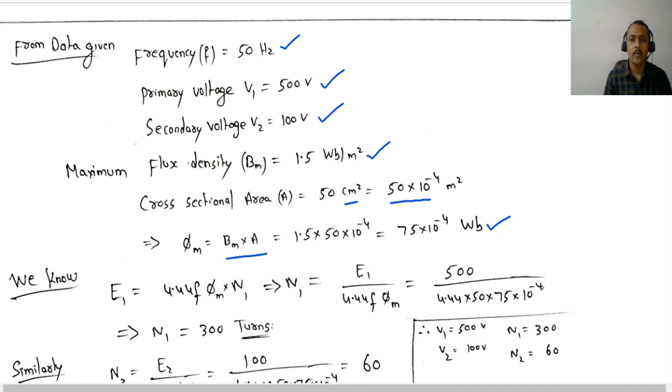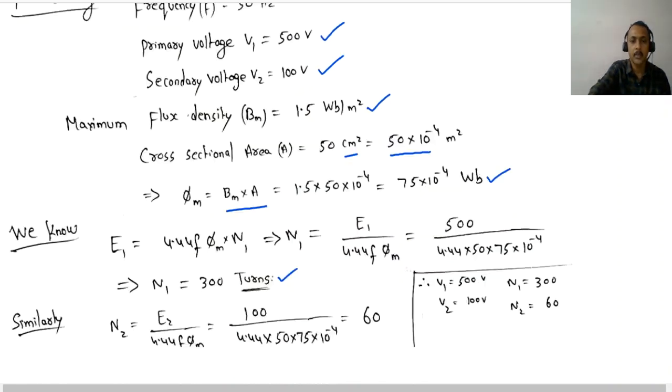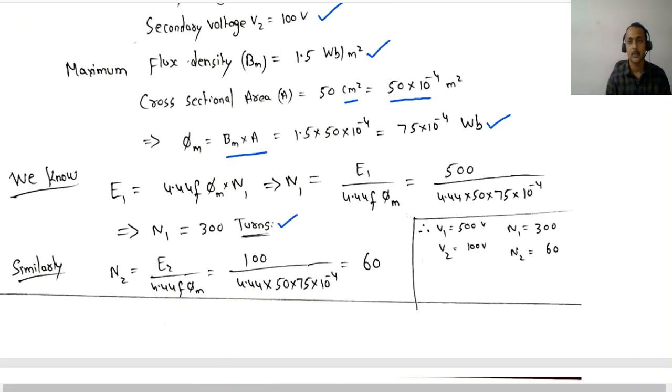E1 is already known, 500 volts. 500 divided by 4.44 into 50 into 75 into 10 power minus 4, and we will get that value as 300. If you get any fraction value, point something, you round up to the nearby integer, because you cannot have half turn, 1/4 turn like that. If you get something point something, you please round off to the higher digit, right? N1 equal to 300 turns.